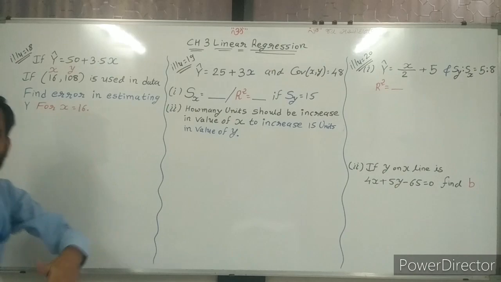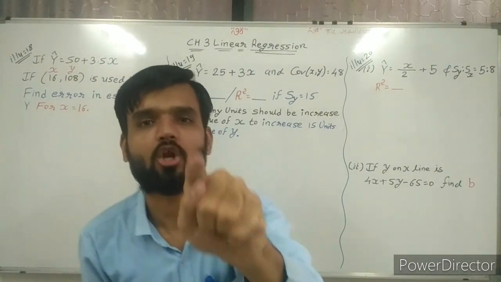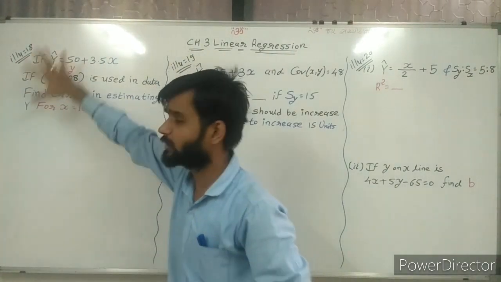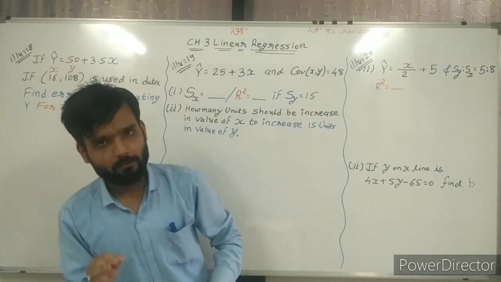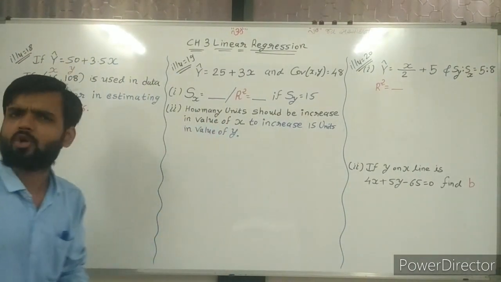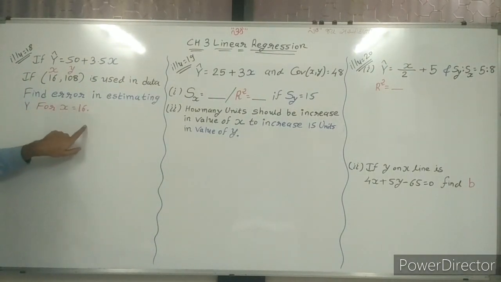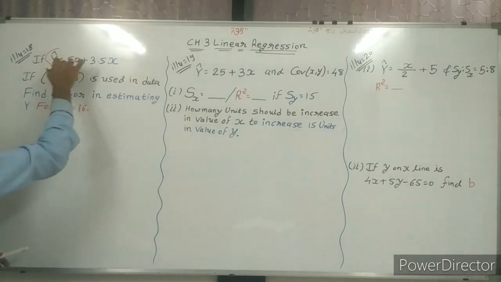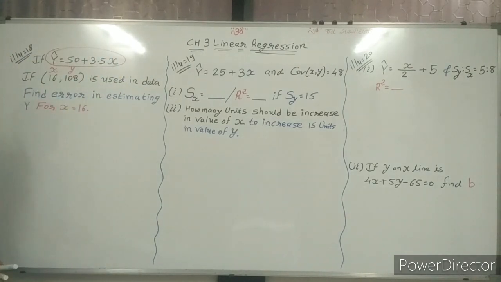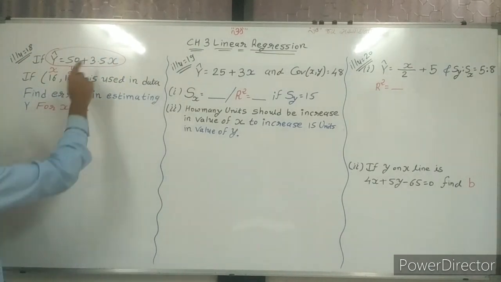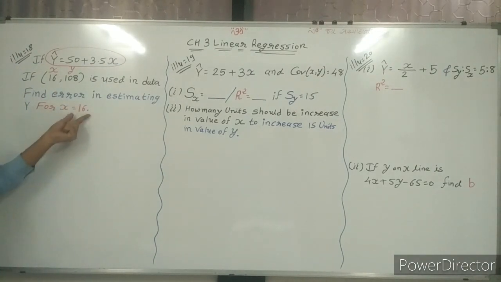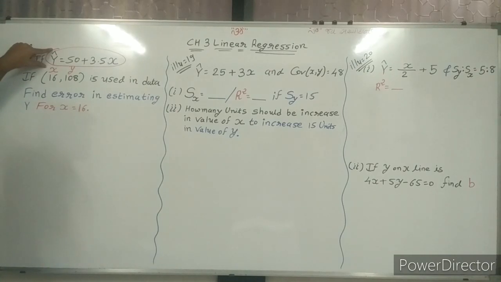Now error, so what is error? That is a new thing for all of you, but very easy. Don't worry about it. First of all, we know x is equal to 16. So in this equation, y cap is equal to 50 plus 3.5x, we are replacing x is equal to 16, then finding the value of y cap. So first of all, solving it. See very carefully.